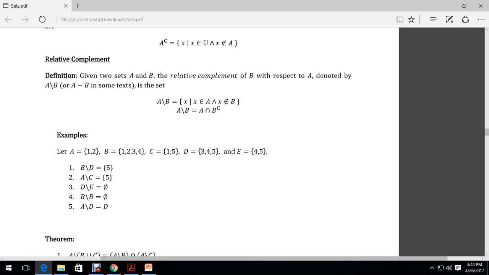Now, applying the same for the relative complement of B with itself, obviously that would also be a null set. And lastly, number 5, the relative complement of D with respect to A. D has 3, 4, 5 as its elements, and A has 1 and 2. Again, applying the definition, the relative complement consists of those elements in D that do not appear in A. So in this case, the elements in D that do not appear in A are all the elements 3, 4, and 5, which is exactly D.